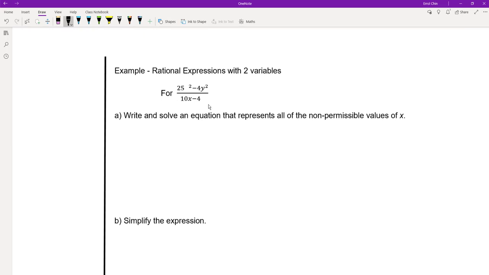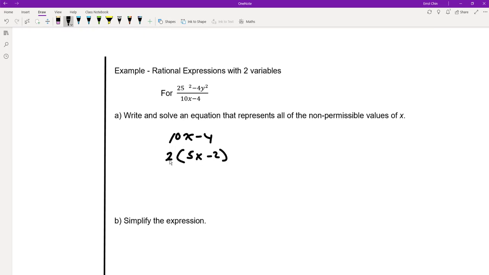I just focus on the denominator, 10x minus 4. What's the greatest common factor we can pull out? So 10x minus 4. If I take a look, I think I can pull a 2 out of both terms. 2 bracket 5x minus 2.